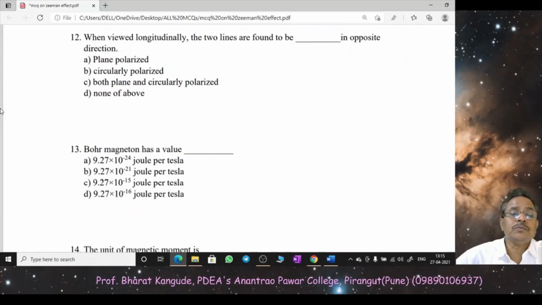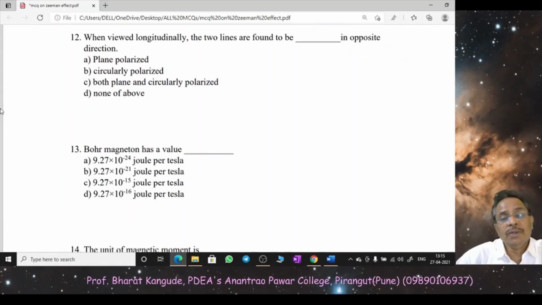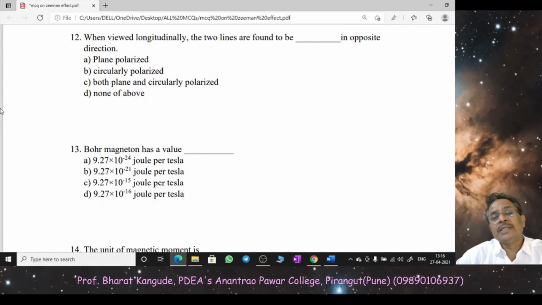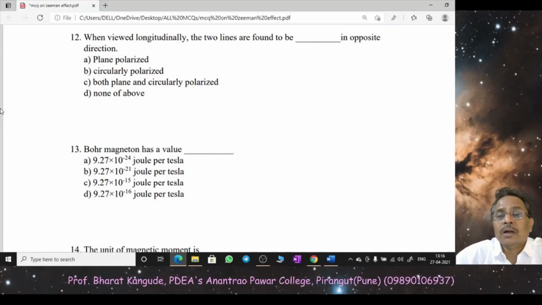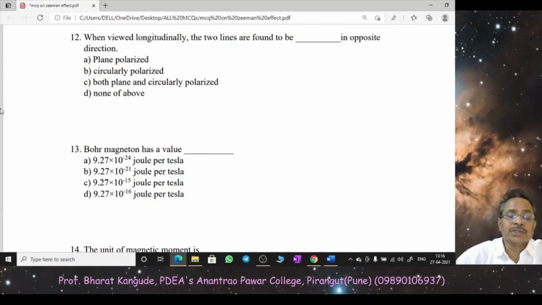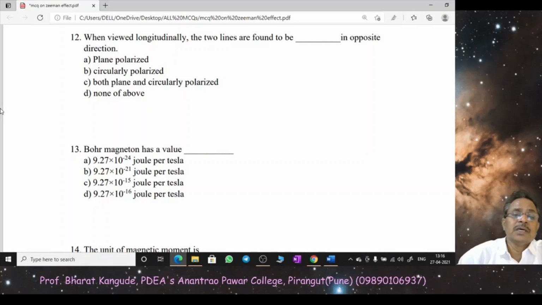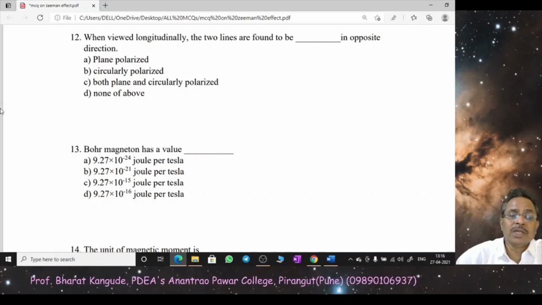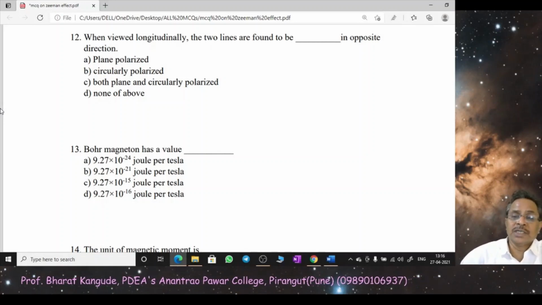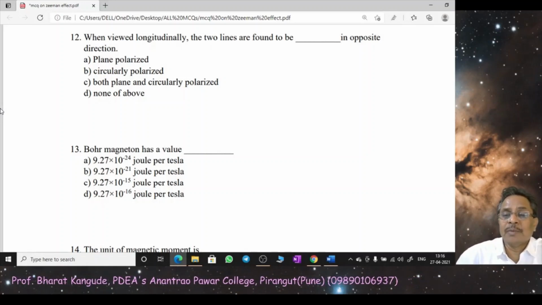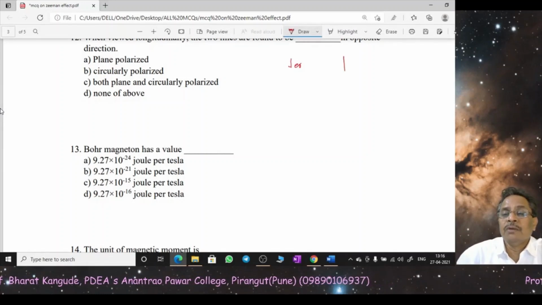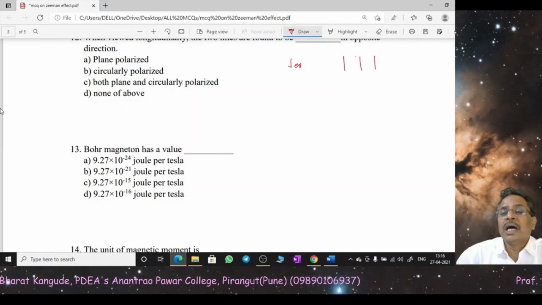Now question number 12, when viewed longitudinally, the two lines are found to be dash dash in opposite direction. So there are plane polarized, then there is circularly polarized. Option C is both plane and circularly polarized, and then none of the above. So that is how we might have drawn this diagram earlier. In the normal Zeeman effect, when we go for this transverse view or perpendicular view, we get 3 different lines, and all these lines are plane polarized.